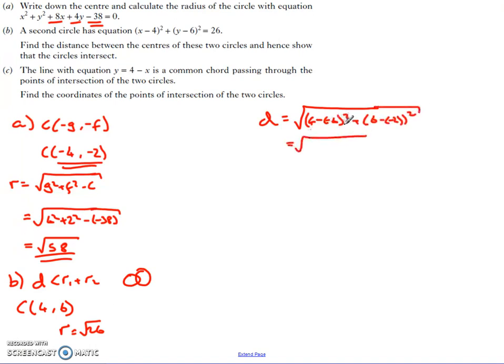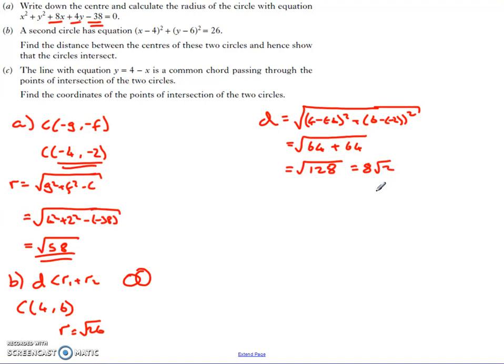So 4 plus 4 is 8, 8 squared is 64. I've then got 6 minus negative 2, which is 8 again. Again, 8 squared is another 64. So that then gives me the square root of 128, which is the equivalent of 8 root 2. So that's my distance between the two centres.